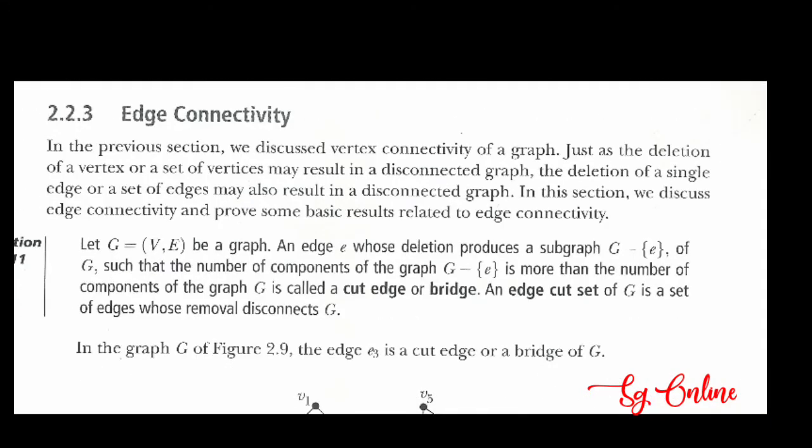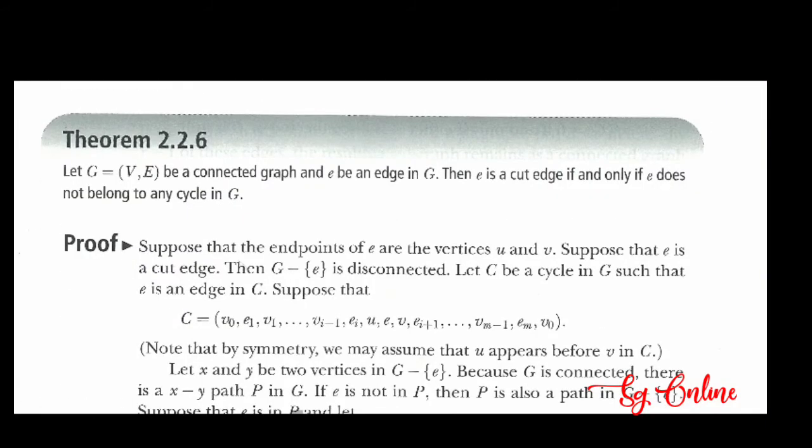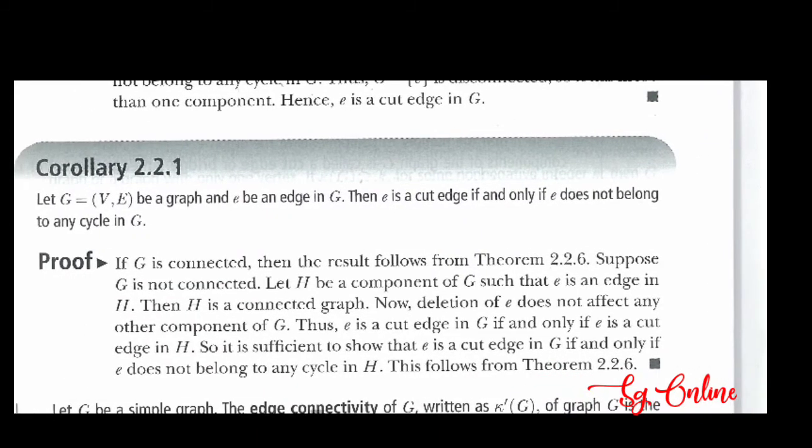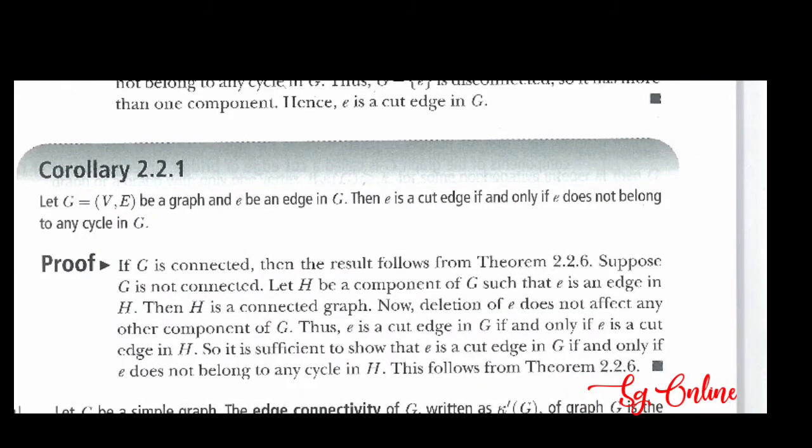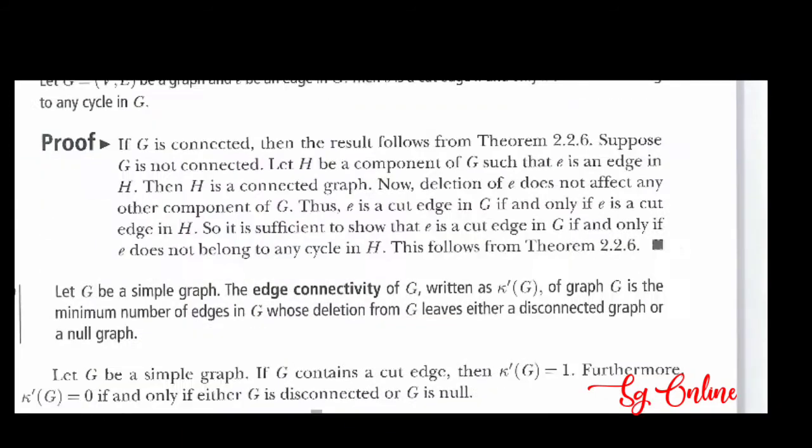Then similar to the vertex connectivity, we came to the concept of edge connectivity, and we defined a cut edge or a bridge: if deletion of this edge makes the number of components higher, then we call it a cut edge. And there is a characterization of a cut edge, that it is a cut edge if and only if it belongs to no cycle. This result is also true for any graph; the previous theorem was for connected graphs only. Now for any graph, an edge is a cut edge if and only if it does not belong to any cycle.